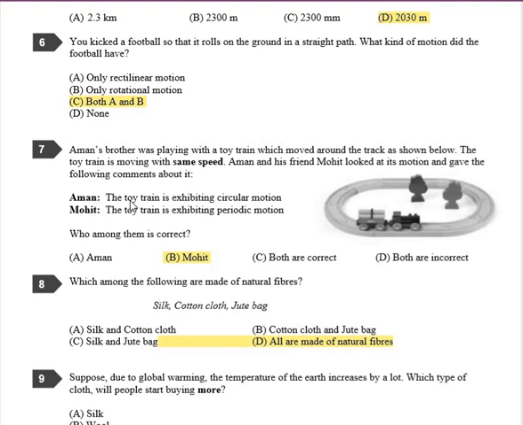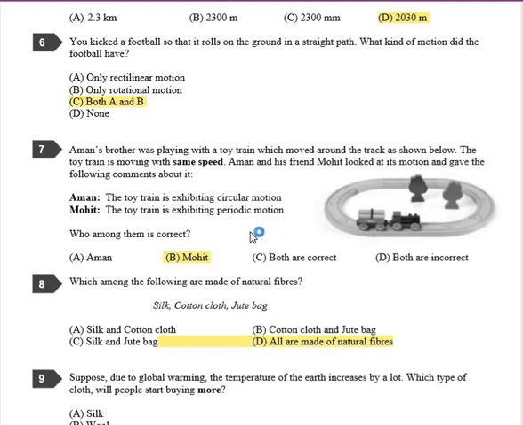Aman said that the toy train is exhibiting circular motion. Mohit said that the toy train is exhibiting periodic motion. So when we talk about their statements, Mohit's statement will be more correct, because this toy train is exhibiting periodic motion. It repeats its motion after an equal interval of time.